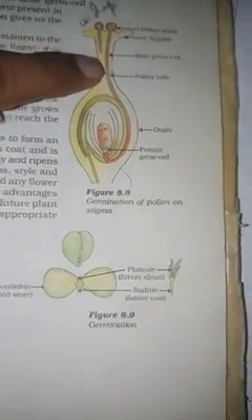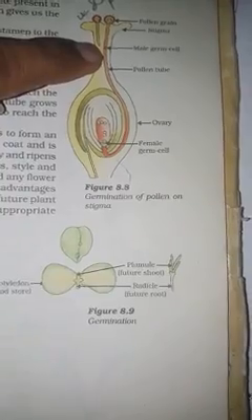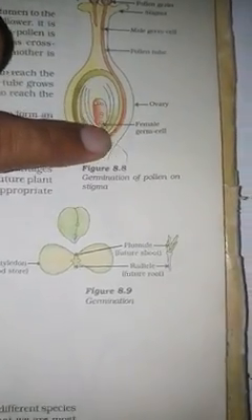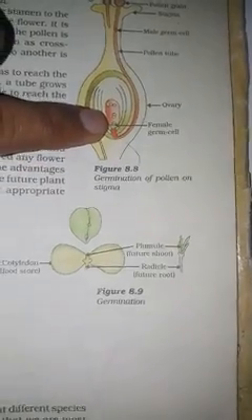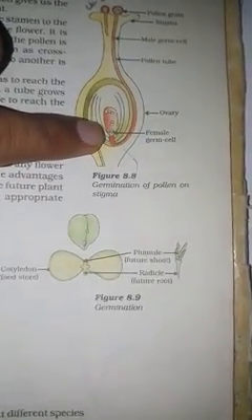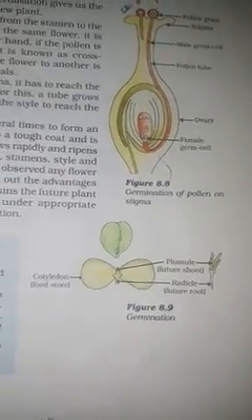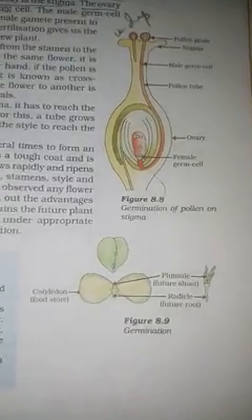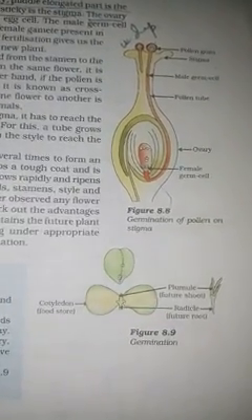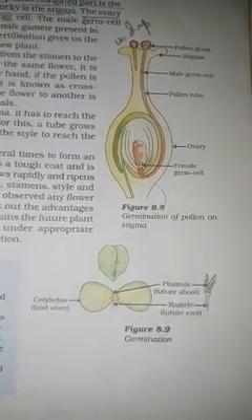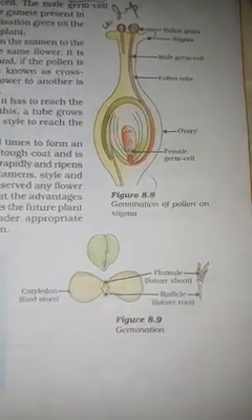This pollen tube carries the 2 male gametes and facilitates them to reach the egg, where the male gamete fuses with the female gamete, the egg, and as a result the zygote is formed. That zygote will develop and make the new individual, the embryo first and then the seed.